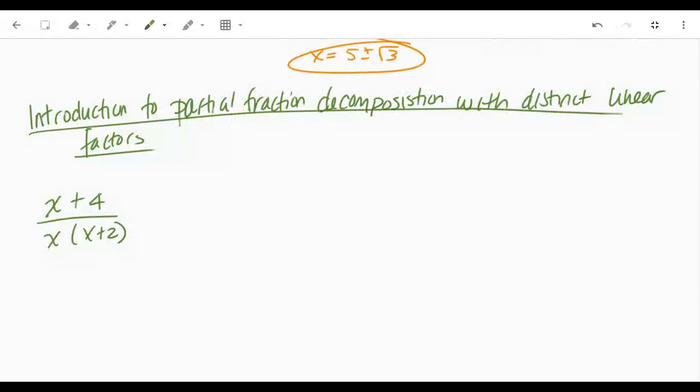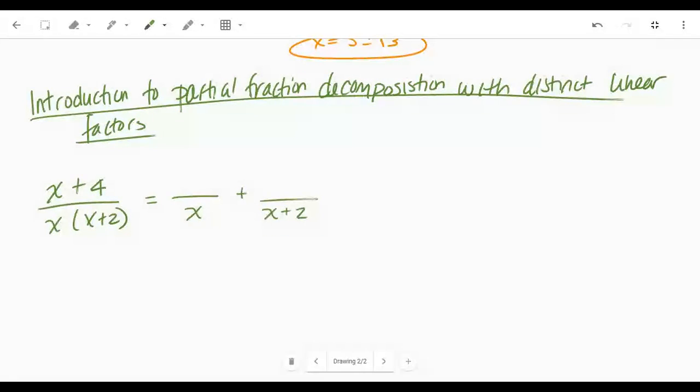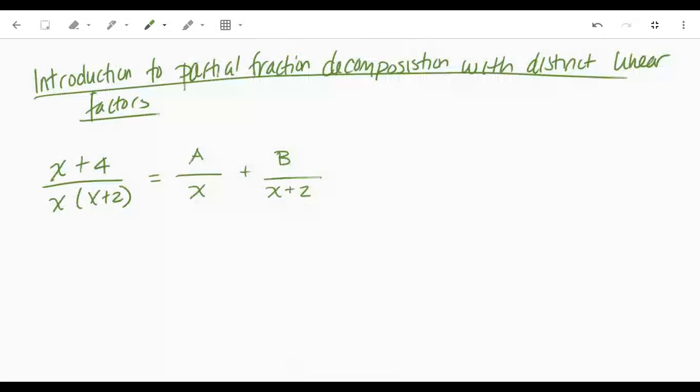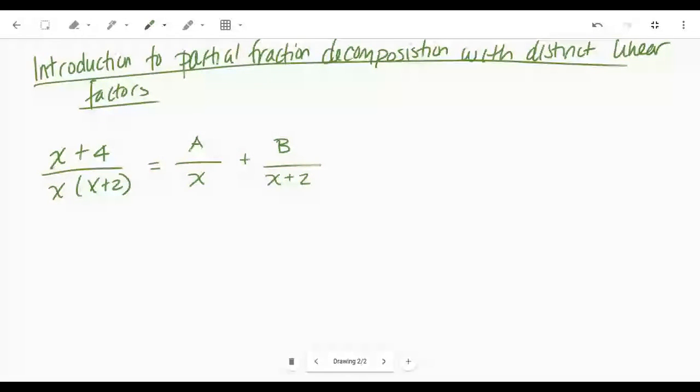Okay, so basically what we know is that this can be written as the sum of something over x plus something over (x + 2). Because when you think about it, we're going to show that something is an A and a B. So that's what I mean by we're decomposing this fraction into its parts. So we get that partial fraction decomposition. And think about it in reverse.